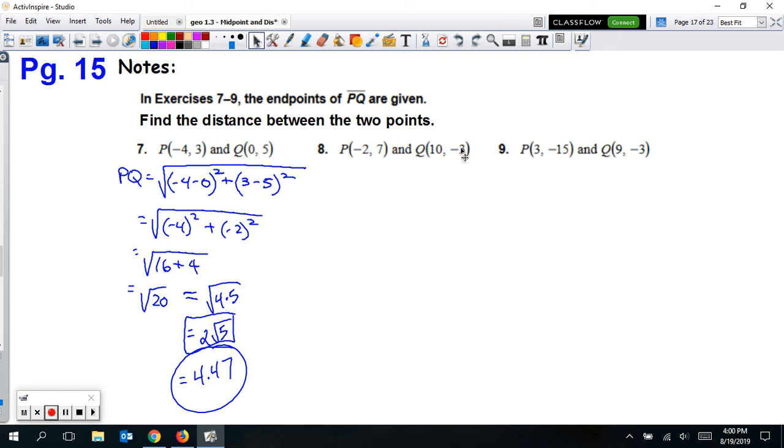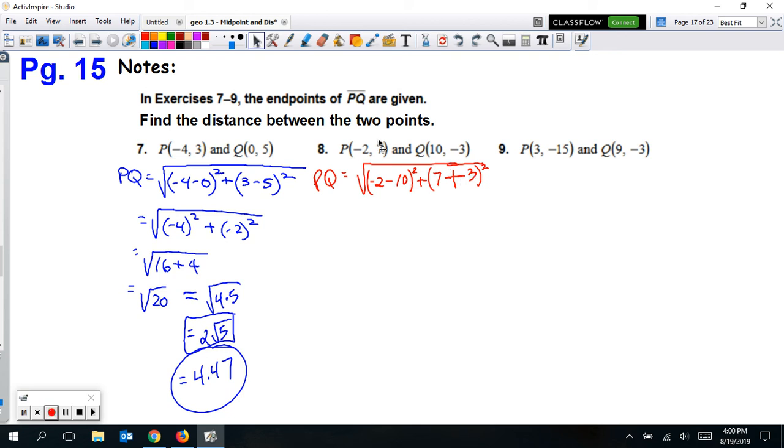All right, so problem 8, you're still on page 15. Find some more space in those note sections there. And so again, PQ equals, and it's going to be 1 big square root. And we'll start with the x numbers, -2 minus 10 in the first parenthesis. And we're squaring it. And then we do the y's. We're going to subtract these. 7 minus a -3. So we end up with a double negative in this one. 7 minus -3, the double negative turns positive. So now it's 7 plus 3. So make sure you realize that.